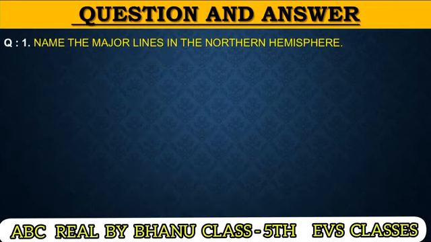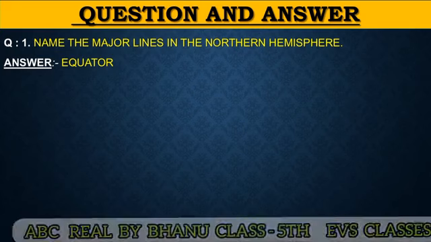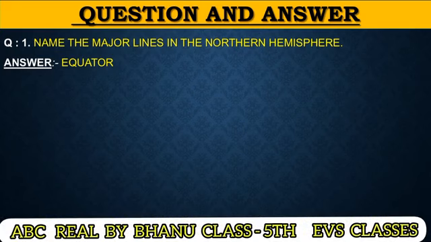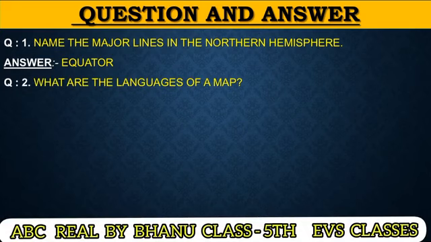Let us move on. Question and answer. Question number 1. Name the major lines in the northern hemisphere. There is only one major line. So what is its answer? Answer of this question is equator. The major line in the northern hemisphere is equator. Let us move on. Question number 2.